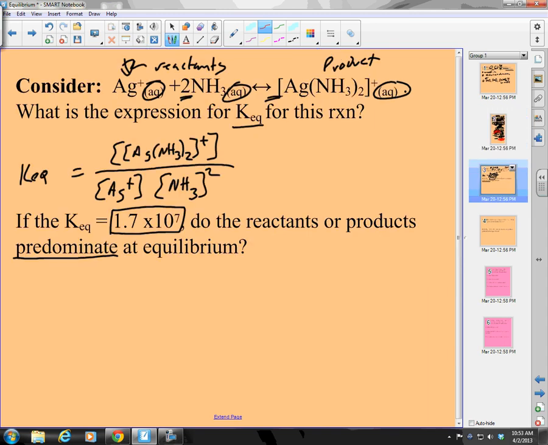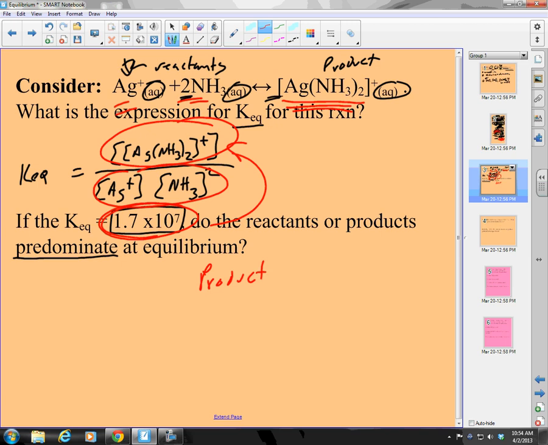Good. Here we go. So what do we have here? 1.7 times 10 to the 7th. That's a really big number. That means my KEQ, what? That means these guys are much bigger than these guys. For this to be much bigger, I have to have a whole bunch more of this than these guys. So what predominates? My products predominate. All right, cool. I think you guys can do the next one.